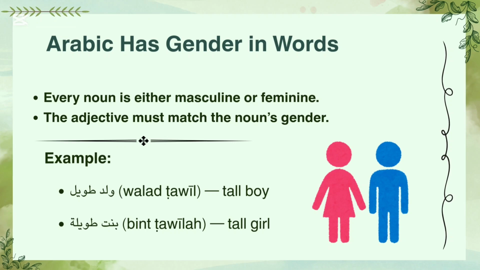In Arabic, every noun is either masculine or feminine. This is very important. The adjectives must match the noun's gender. For example, here we have tall boy and tall girl. Tall is the same; only boy and girl are different. So walad tawil is for tall boy and bint tawila for tall girl. Walad means boy and bint means girl, but tawil and tawila, what's the difference?